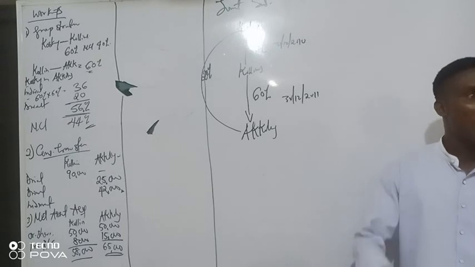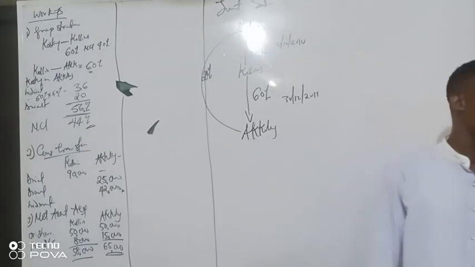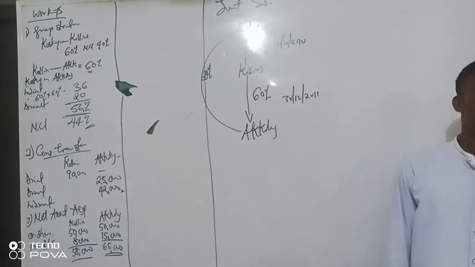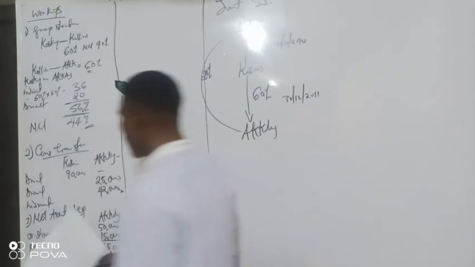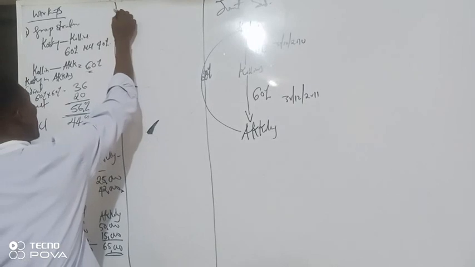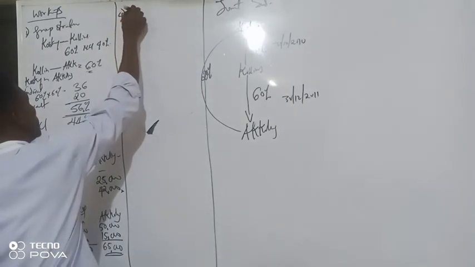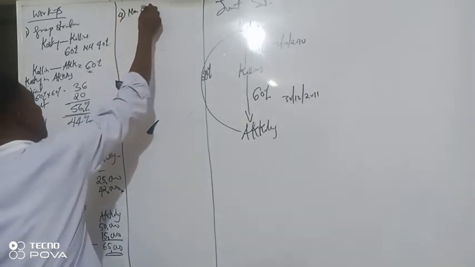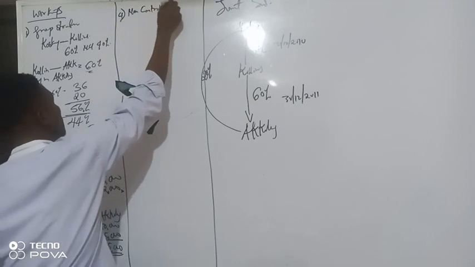If they are pre, I will treat them, but all of them are post. So now our number 4, the non-controlling interest.